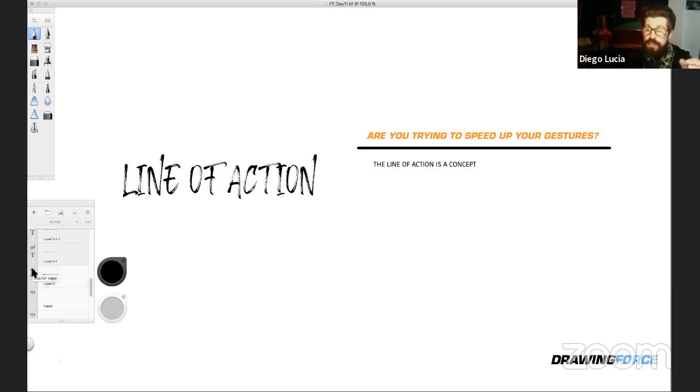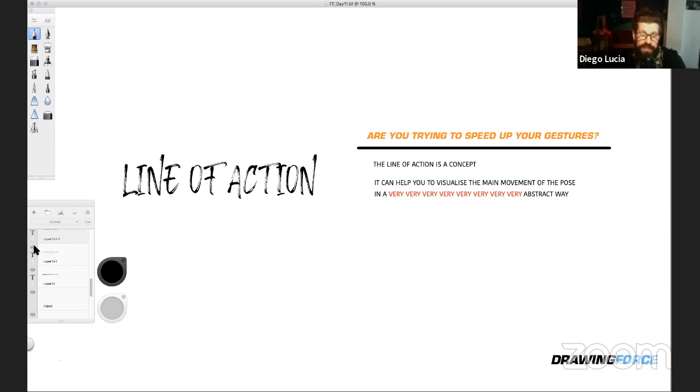So here are the most common things that happen. The line of action is a concept, okay? The line of action is not magic. It's a concept and sometimes it's not visible on the pose itself. I think Ritumjay after me is going to draw a demo of one of the poses that really shows this problem, when the line of action is not showing the thing that is functionally happening in the pose. We'll see that later.